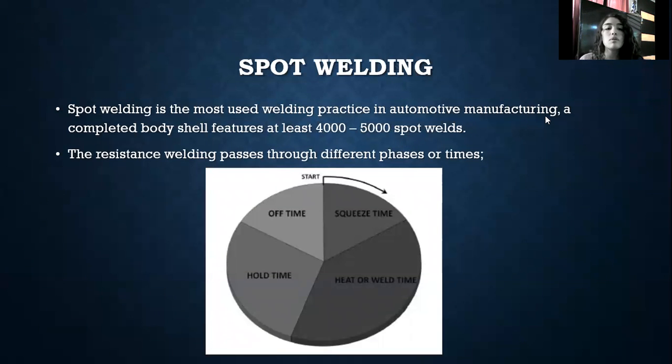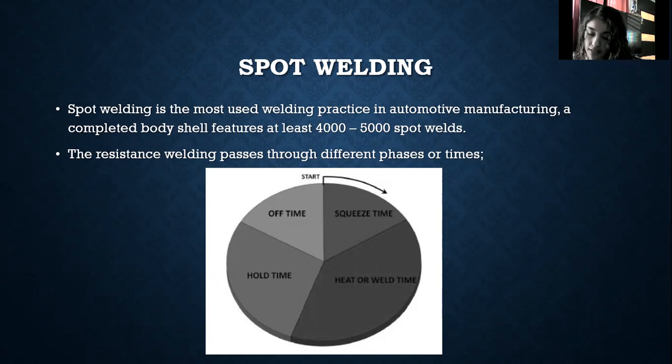Spot welding. Spot welding is the most used welding practice in automotive manufacturing. A completed body shell features at least 400 to 500 spot welds. And resistance welding passes through different phases. The first is the squeeze time. Here the piece is pressured by mechanical pressure, and that's all. Here there is no heat added.